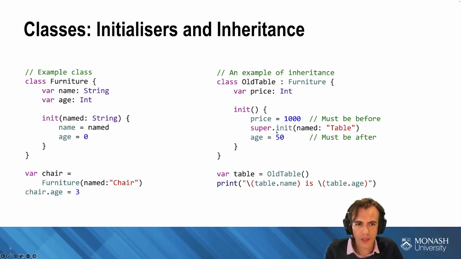Now, one tricky thing is when you initialize the value of this property, the one that belongs to OldTable, it must be done before the call to the superclass. And if you modify anything that is a property of the superclass, you must do it after you've called the initialization of the superclass. And if you get this wrong, the compiler will tell you and warn you about it, but just be aware that that's what you need to do. Here's an example of us initializing this OldTable, and because OldTable inherits from Furniture, we can refer to any of the properties of Furniture, like name and age, on an instance of OldTable.